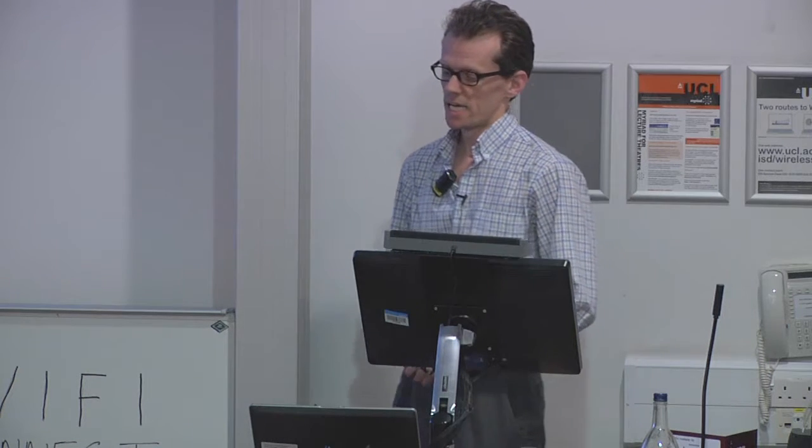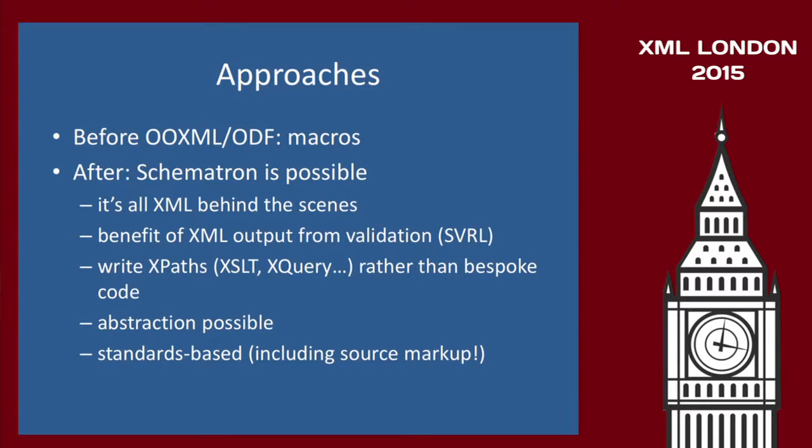And the programmer, the content quality expert can write XPaths or XSLT or XQuery in Schematron rather than bespoke code, so they can use their favorite libraries and what have you. I'll talk about this a bit later, but a measure of abstraction is possible. I will come to that. And since it's all standards-based, including the source markup, OOXML and ODF are also international standards, then why not? We like international standards.